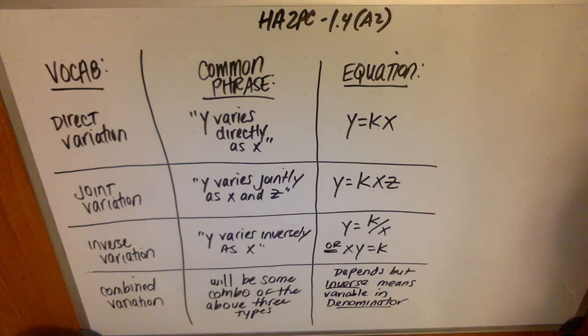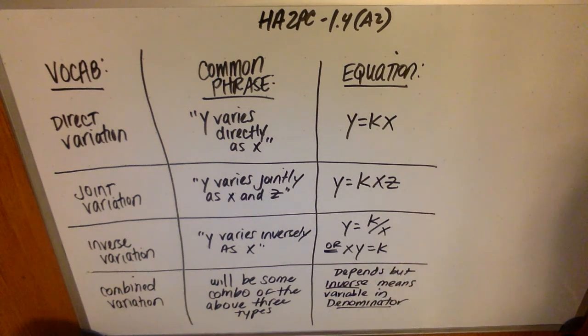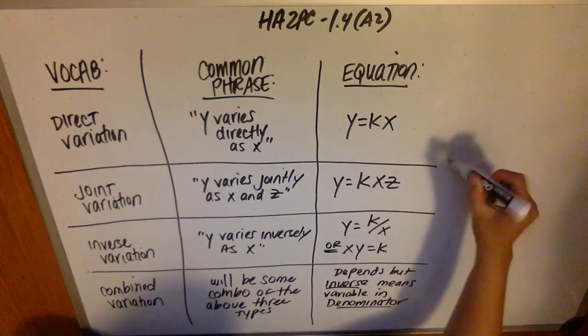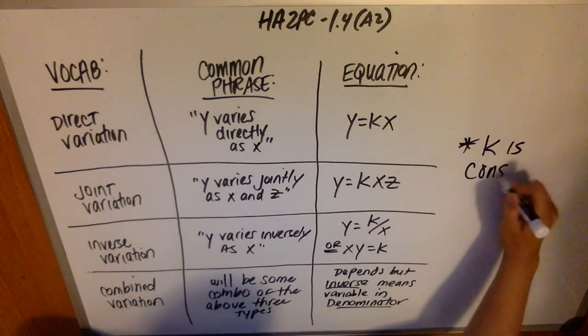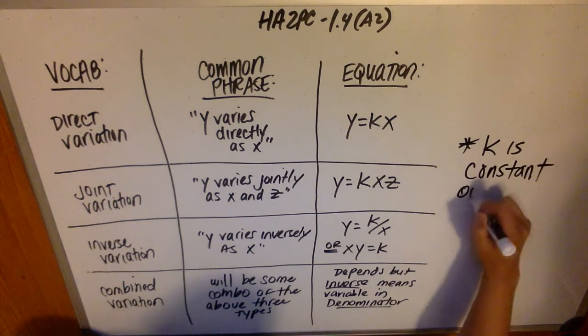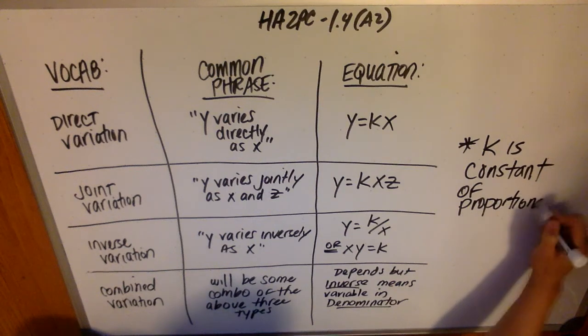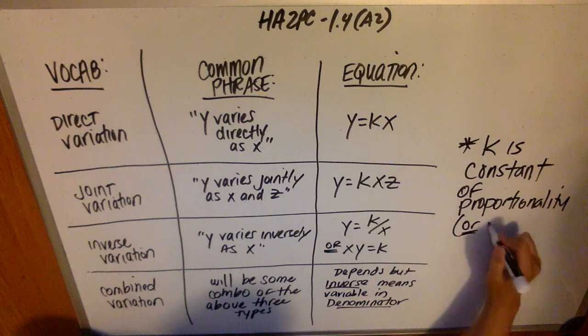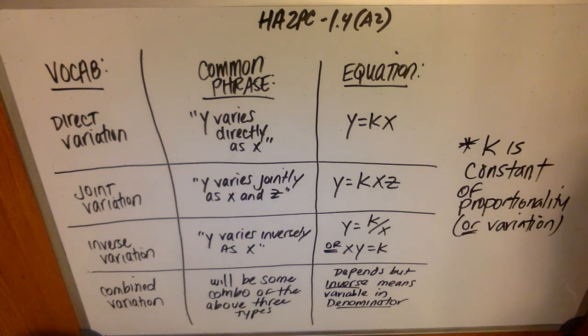So the first thing I want you to notice is that in all of the equations that I have listed over here on the right side of my board, you'll see a k, right? So just worth a note here that in all of these, k is called the constant of proportionality, or sometimes it'll be the constant of variation. It just depends on which book you use. So proportionality and variation are just different words to describe the same thing.